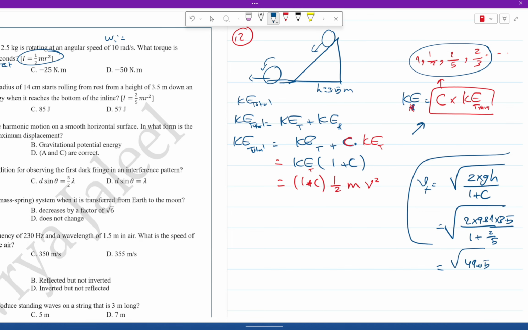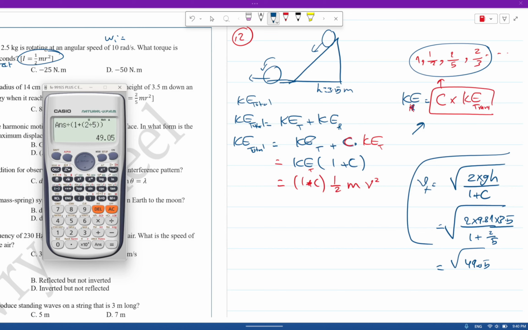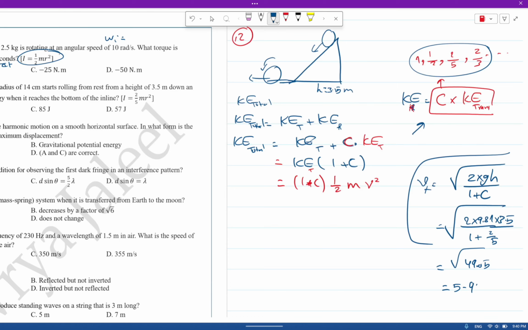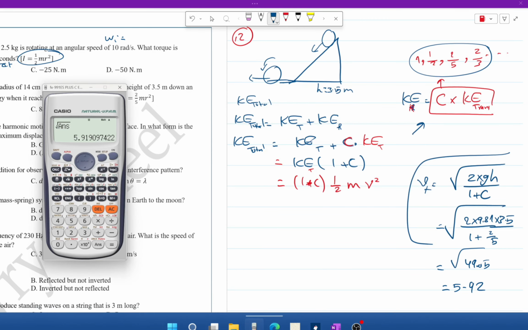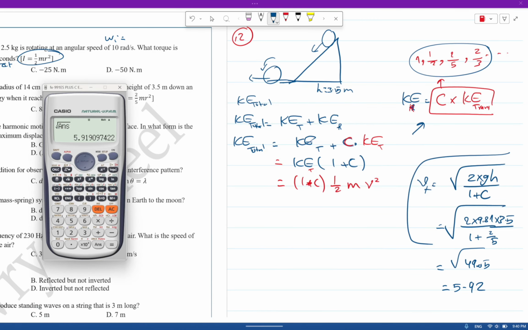And if you take the radical for this, the radical of the answer, that is about 5.919. We can say 5.92 by rounding. That is clearly, okay, let me just recheck. Let me do the math one more time. All right, 2 times 9.81 times 3.5, which is equal to 68 point.